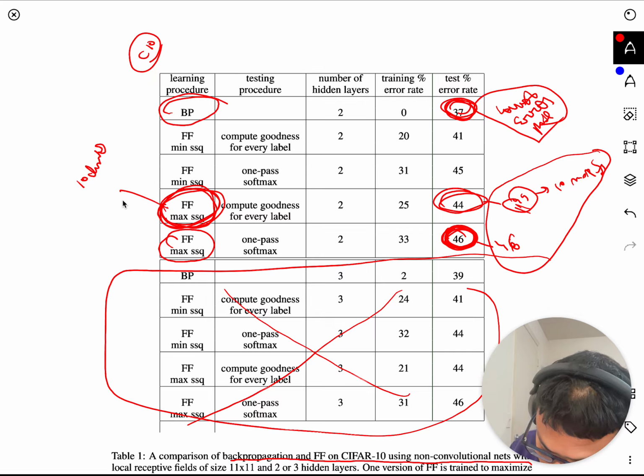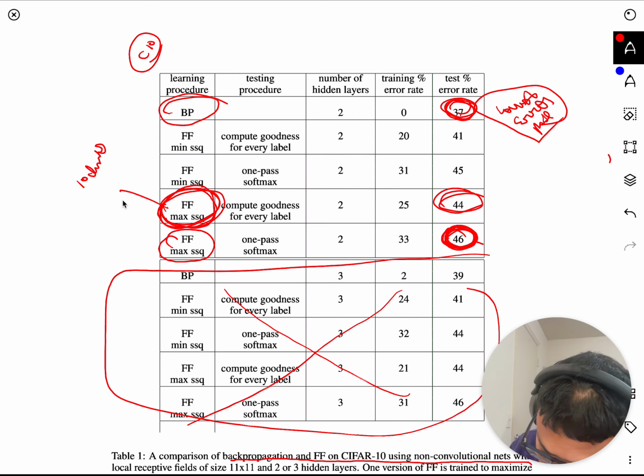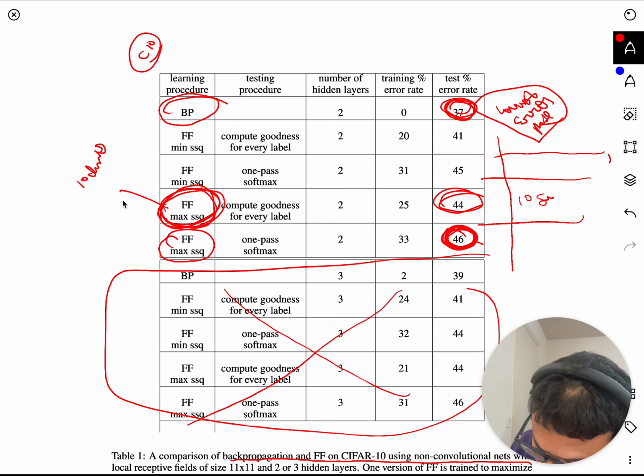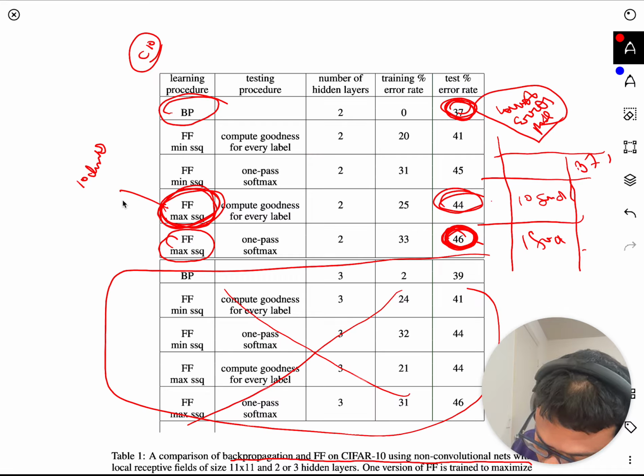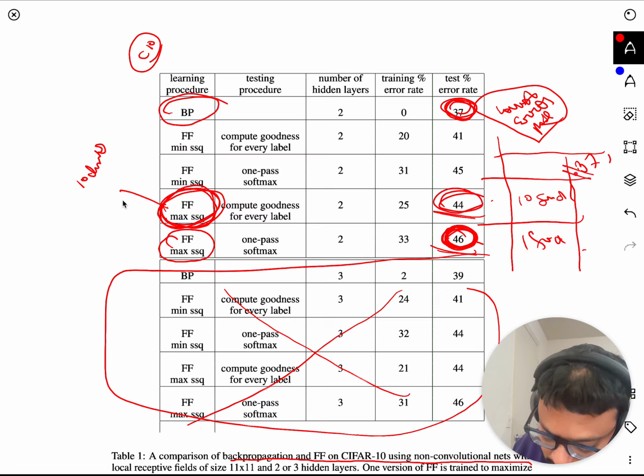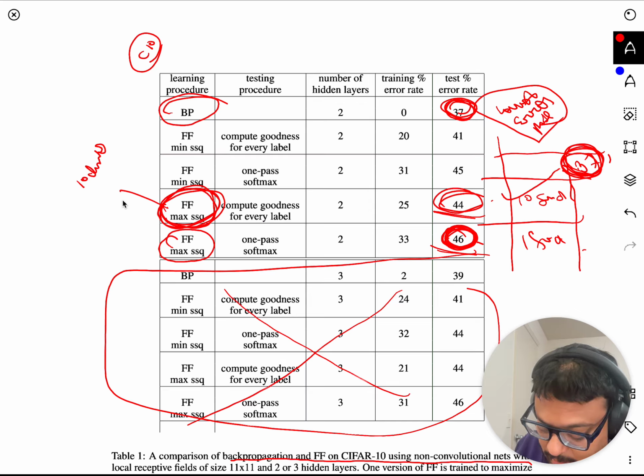Let me try to write it. So here this 44 is at the cost of 10 forward passes, and this is at the cost of one forward pass, and the best performance is 37. You can imagine that these two numbers are still greater than 37, right? But for a really good learning algorithm, you need this number to be less than 37. Okay, so that's the point.